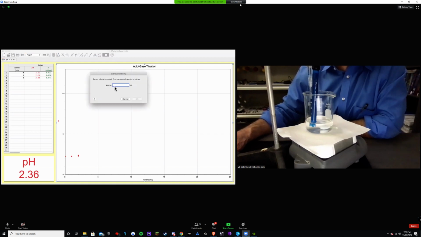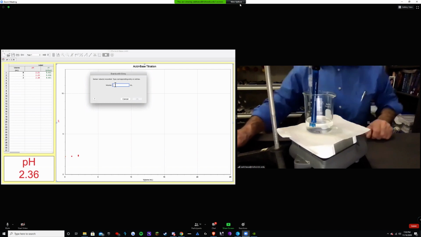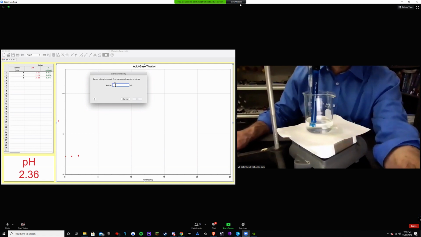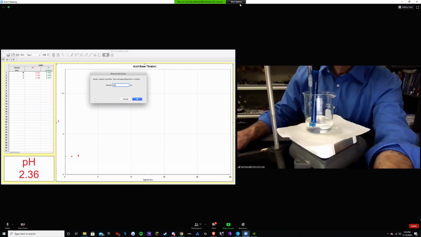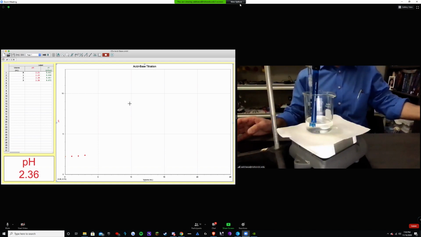So I'm going to keep that value. So far, the number says 3 milliliter. Double check. So 3.0 milliliter. All right, so I'm going to add the fourth milliliter.